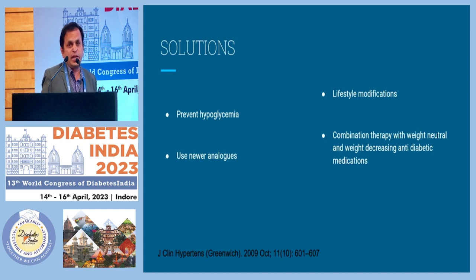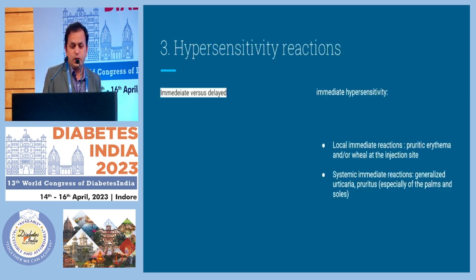Newer analogs like glargine or Tresiba are known to have lesser weight gain compared to traditional insulin. So if you don't want your patient to gain too much weight, you can always go for the newer insulin. Also lifestyle modifications like exercise, and combining insulin with weight neutral and weight decreasing anti-diabetic medication, like an SGLT2 inhibitor with insulin, so the overall weight remains stable.